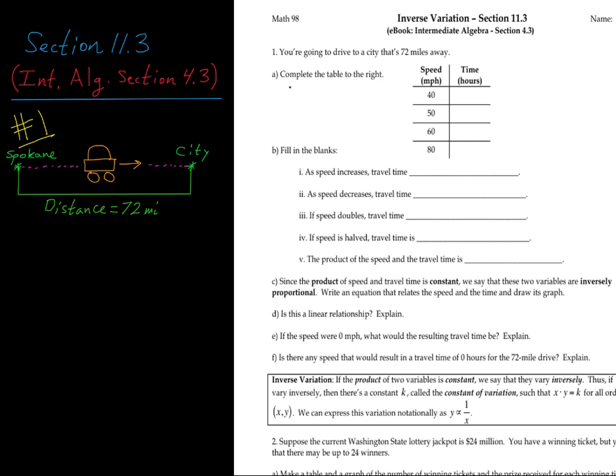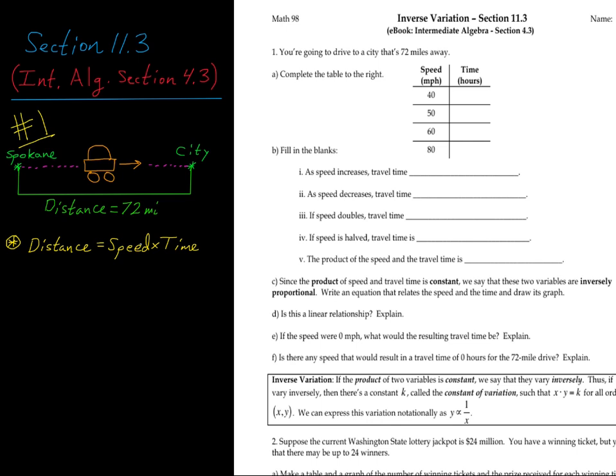Our job in part A is to complete the table to the right. So we're given some various speeds. Our job is to find the travel time, and the thing to keep in mind is that the distance we're traveling is fixed. So the key here is the following relationship: we can relate distance to speed and time through the equation distance equals speed times time. For example, if I was driving 60 miles an hour for 2 hours, 60 times 2 would be 120 miles of distance. So here, the distance on the left is fixed.